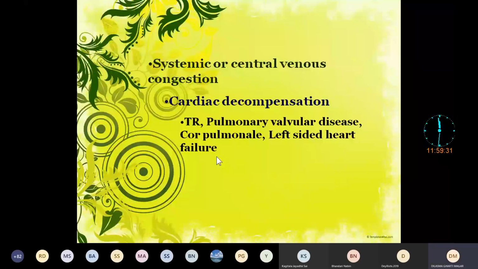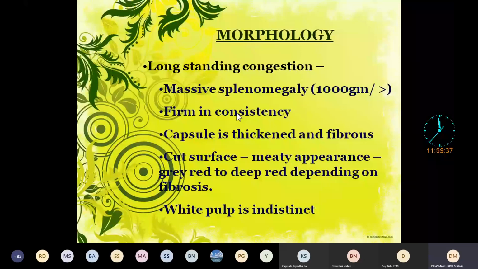So now coming to the morphology. There is long-standing congestion, and whenever there is long-standing congestion, there will be massive splenomegaly. So it will lead to enlargement of the spleen up to 1 kg or 1,000 gram or more. So the spleen, where it is 140 gram, has now become enlarged up to 1,000 gram or 1 kg. In acute splenitis it was soft in consistency, but now here it is long standing and there may be fibrosis, so it will be firm in consistency and the splenic capsule will be thickened. Whatever covering of the splenic capsule is there, it is going on for a long duration of time, that's why the capsule is thickened and it is fibrous.